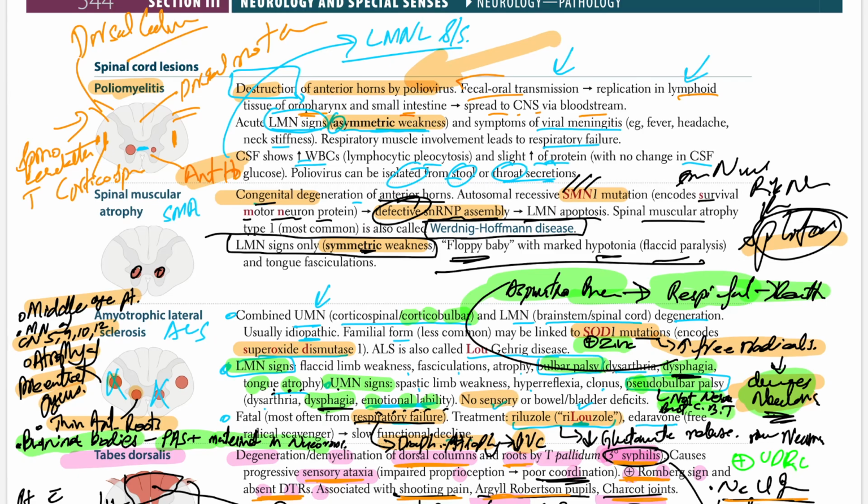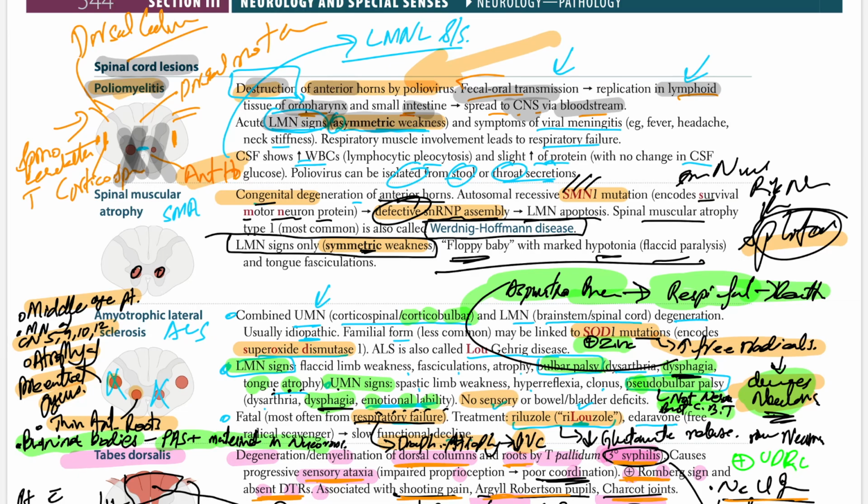All right, now let's review the whole spinal cord lesions quickly. So spinal cord lesions, first of all, we have poliomyelitis. We are knocking out the anterior horns asymmetrically. So we're going to have asymmetrical lower motor neuron signs. Poliomyelitis is a fecal-oral route transmission, which goes and replicates in the lymphoid tissue in the oropharynx, and then goes into the intestine. From there, it goes into the bloodstream and gets into the CNS and causes the destruction of the anterior horns. Okay, this is infectious destruction of anterior horns.